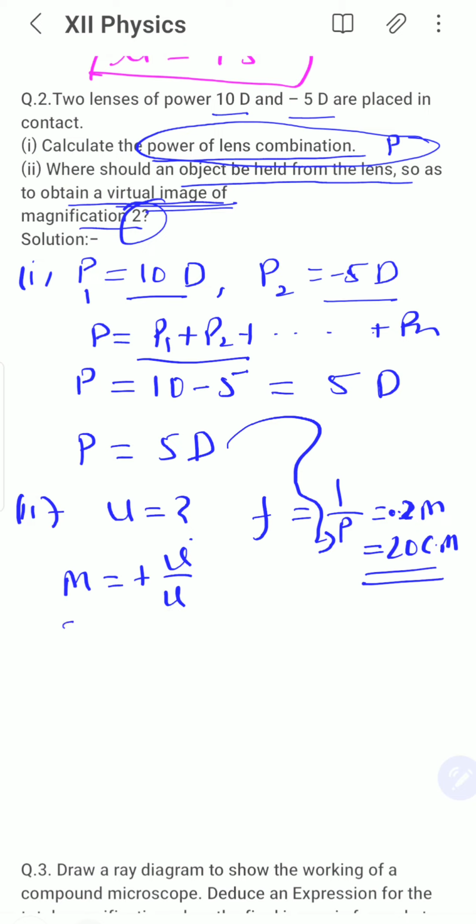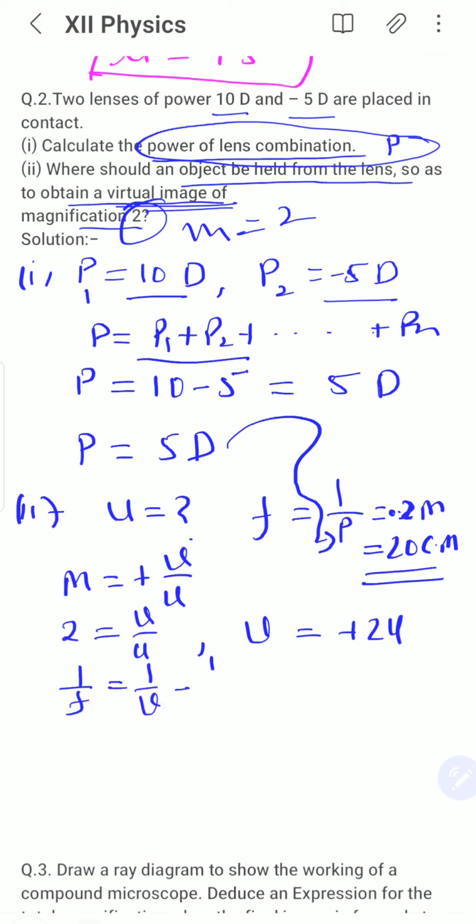So after putting the value 2 from the magnification, m is equal to 2 is given, we will get the relation v upon u, something like this. So we get the value of plus 2u. Okay, v is 2u. So we will use this formula, 1 upon f is equal to 1 upon v minus 1 upon u. We have the focal length 20 centimeter, and we have the relation between v and u. We will put it in this equation, and we can easily get that value.